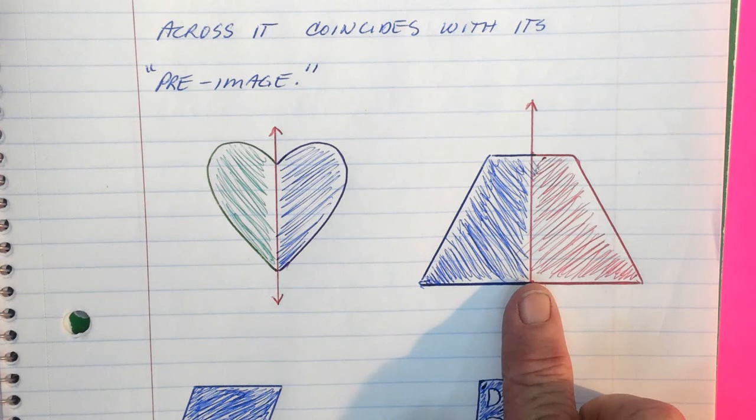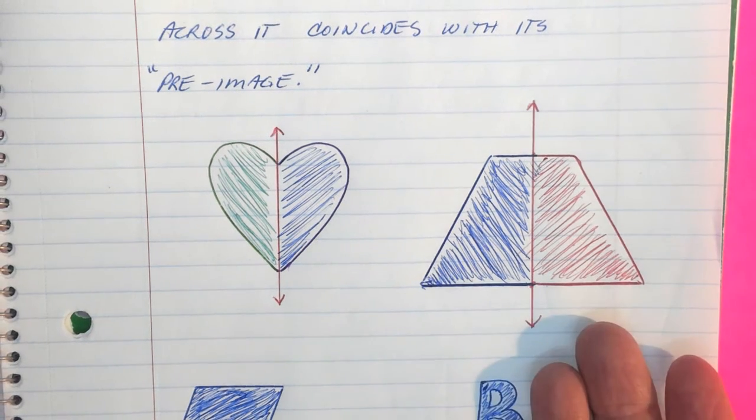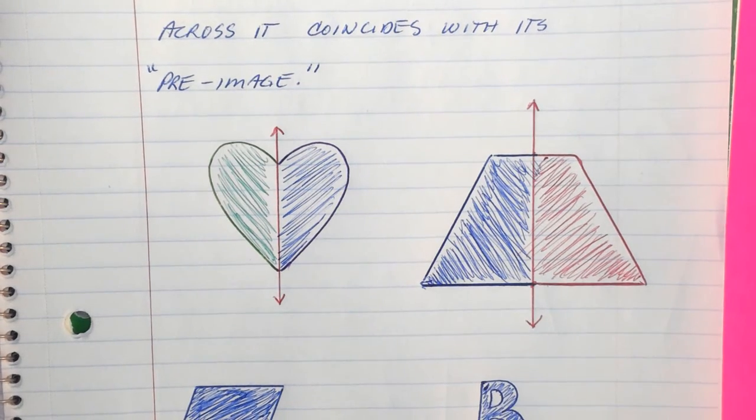Likewise, in this trapezoid figure, if you started with a completely blue trapezoid and flipped it over, you could see where the blue would fall exactly on the red. So I'm just trying to show you situations where a line of symmetry exists.